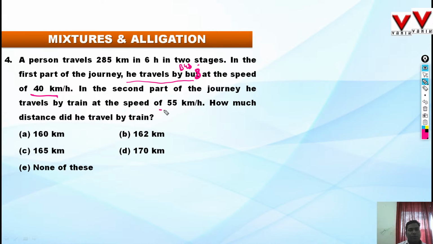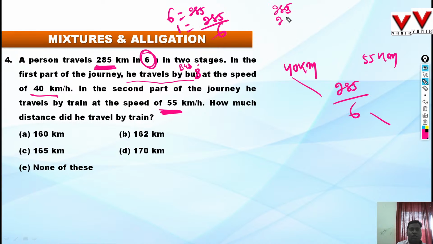First part 40 km per hour, second part 55 km per hour. This mean term will be: in 6 hours it covers 285 km. In 1 hour it covers 285 by 6. 40 into 6 is 280. 285 minus 280, then the difference is equal to 45 by 6. Then 330 minus 285, this is also 45 by 6. This ratio is 1:1.